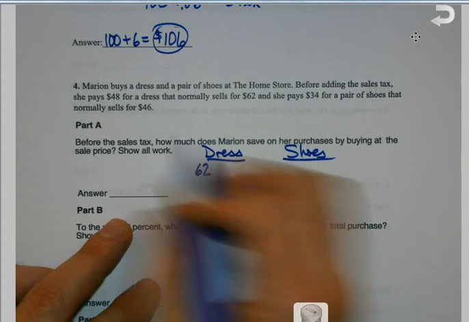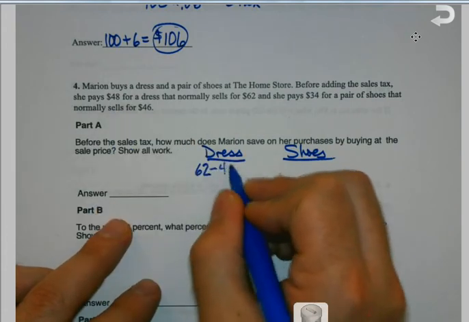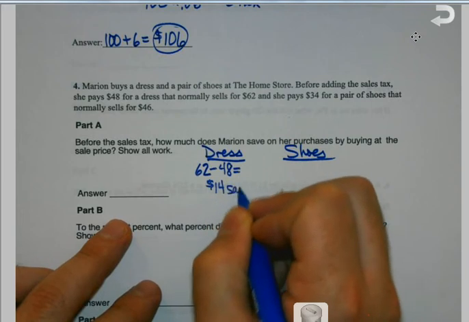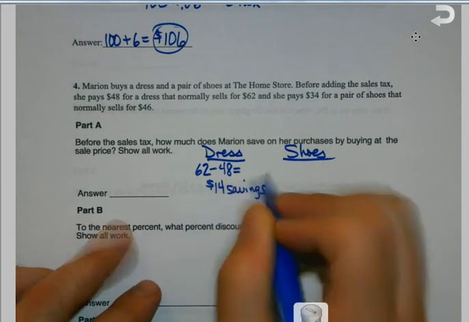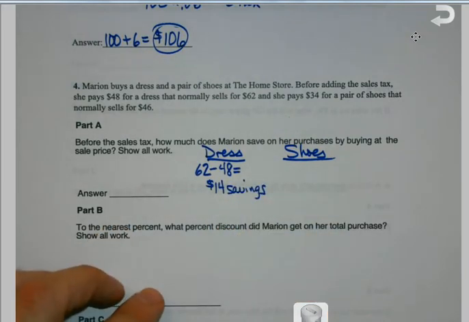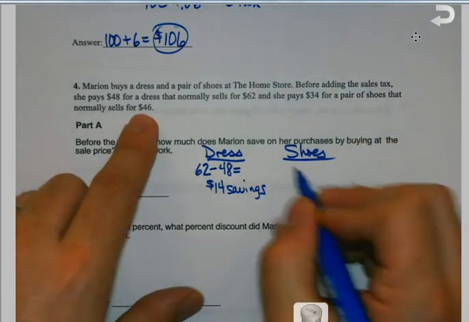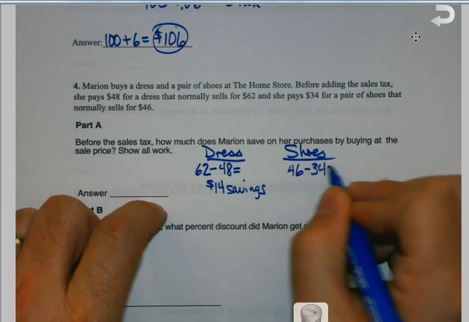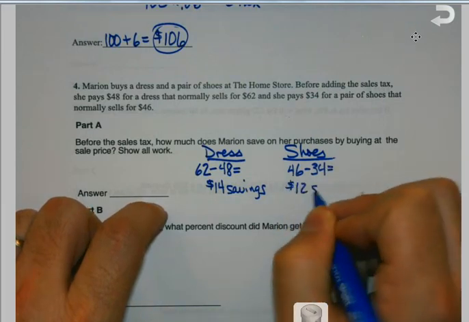62. But she only paid 48. What was the answer for part B? We can look in a bit. Oh, well, thank you. The shoes, it's the same thing. Originally they were 46. Now they're only 34. So she saved 12 bucks on the shoes.